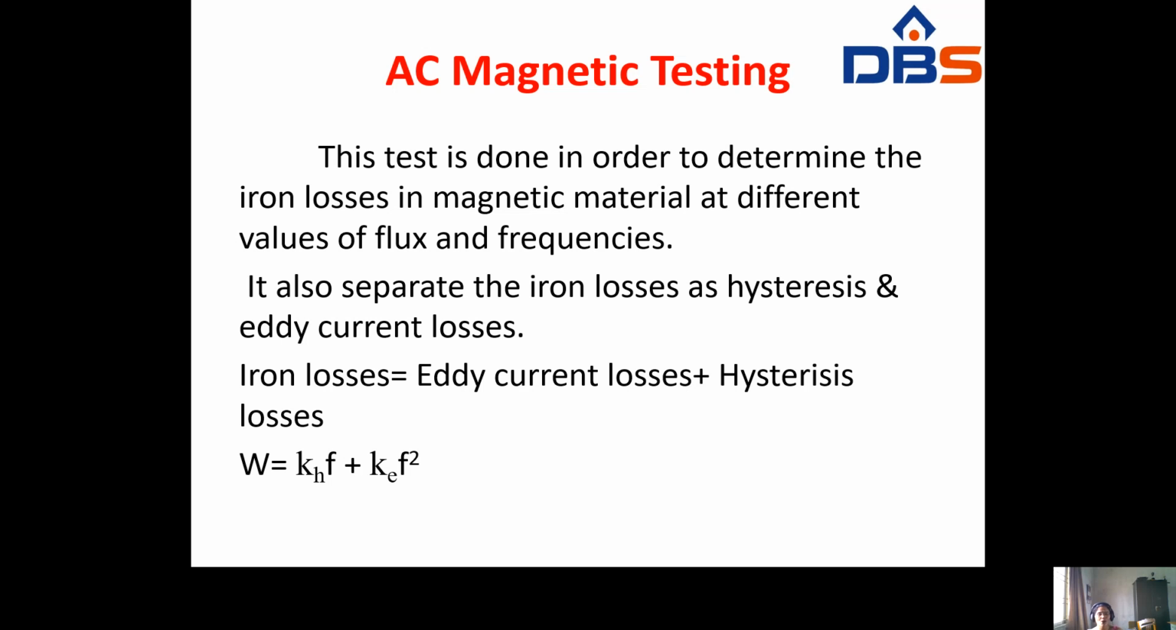So iron losses equal eddy current losses plus hysteresis losses. W equals K_E f squared plus K_H f. K_H is the hysteresis constant and f means frequency. So the hysteresis losses are proportional to the frequency, and the eddy current losses are proportional to the square of the frequency.